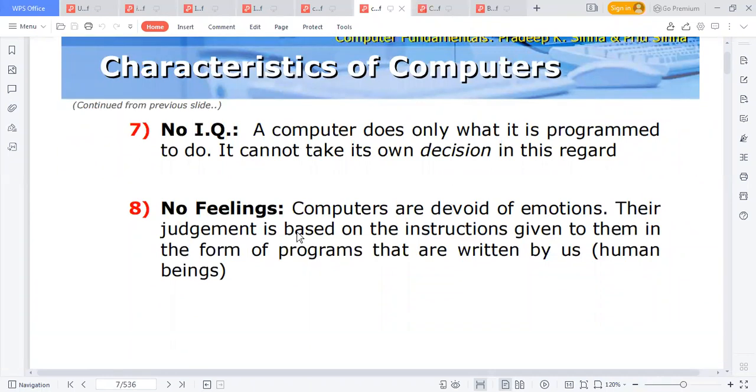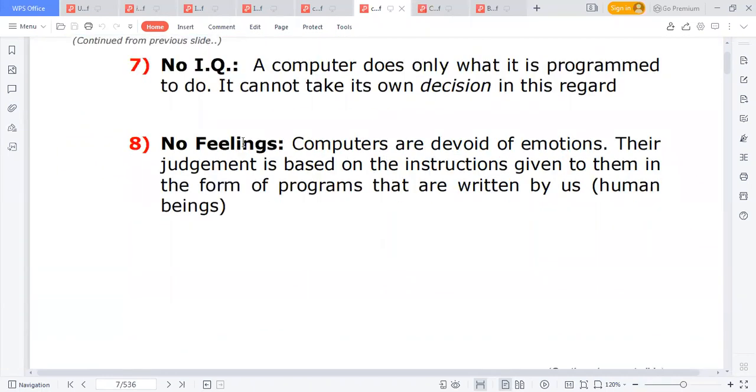So, no feelings. A computer actually has no feelings. We have feelings, emotions, etc., but computers are devoid of emotions. Their judgment is based on the instructions given to them in the form of programs that are written by us. If we give any instruction, then the computer can do so. But automatically a computer cannot take decisions or have feelings or emotions, etc.